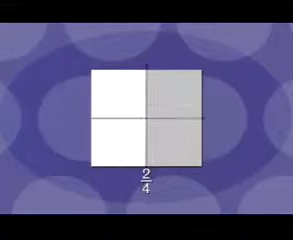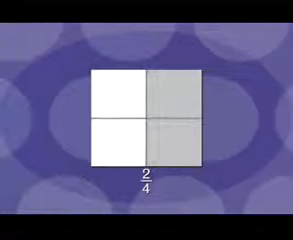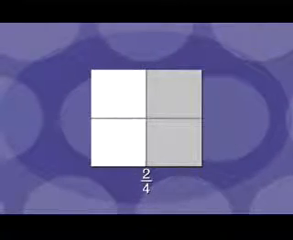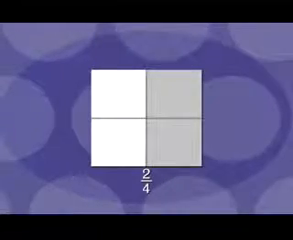Take this square. Until we divide it, the square represents one whole. When we cut it in half and shade it in, the shaded portion equals 1/2. When we divide it into fourths, we see that the shaded area, 2/4, still represents half of the whole.